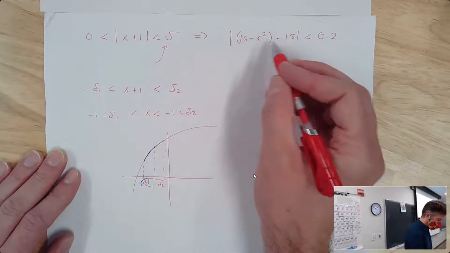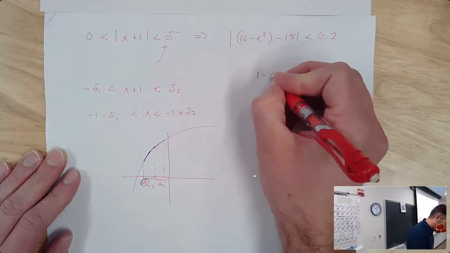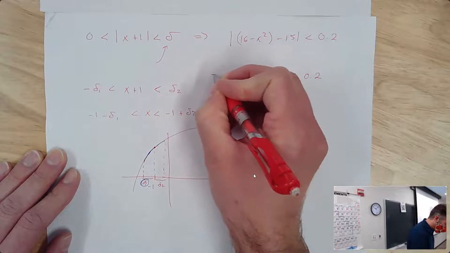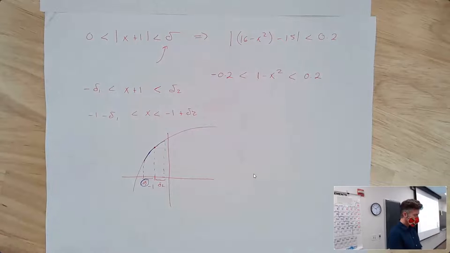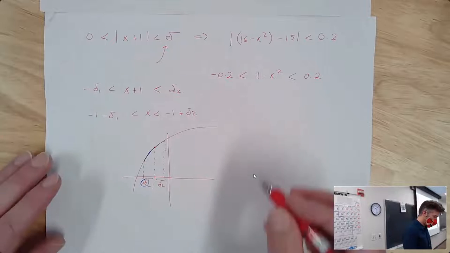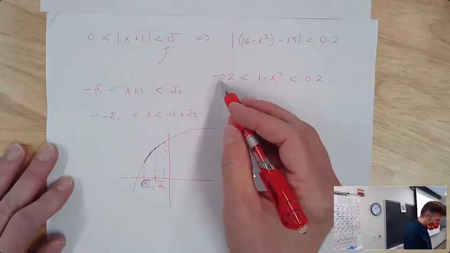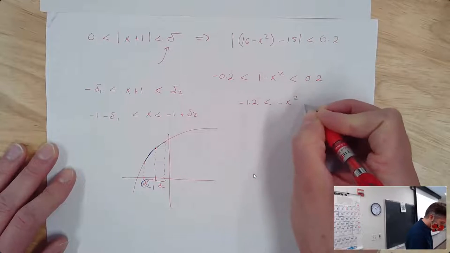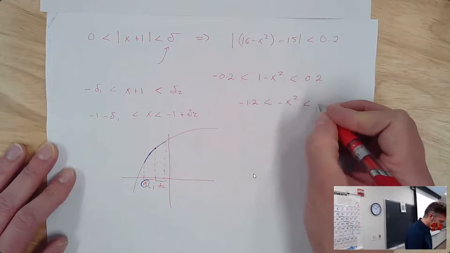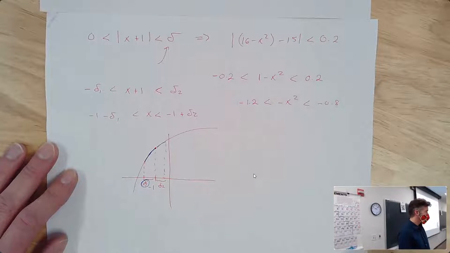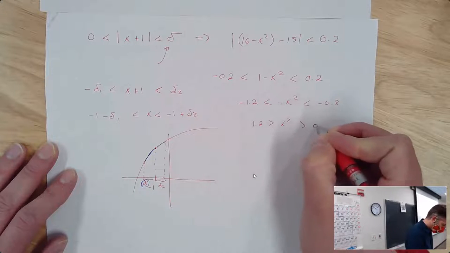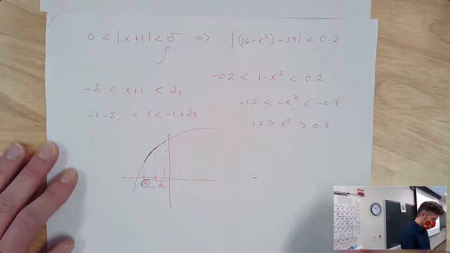I've got 16 minus 15 minus x squared, and it's going to be less than 0.2, bigger than negative 0.2. Now I'm going to work on isolating x. So I'm going to subtract 1 from each side. Negative 0.2 minus 1 is negative 1.2, less than negative x squared, less than 0.2 minus 1, which is negative 0.8. Then we're going to multiply everything by negative 1. And then we're going to take the square root of everything.